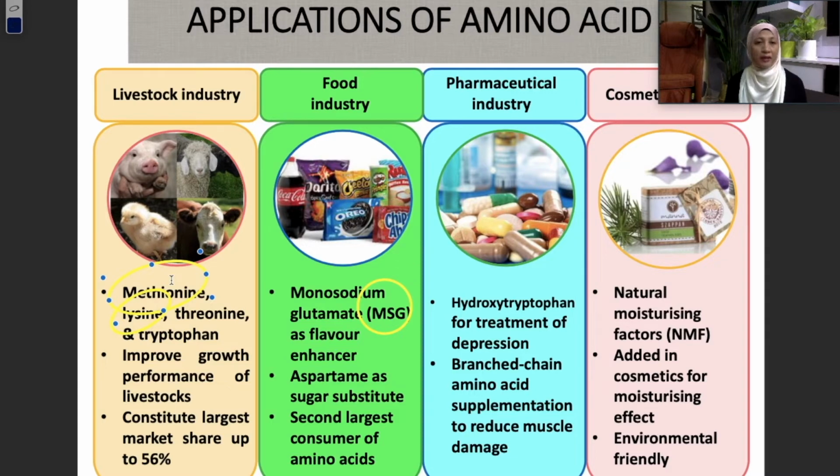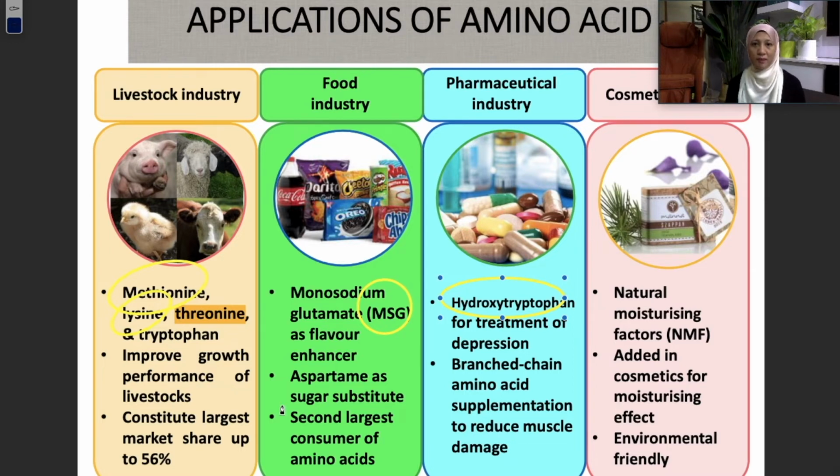Okay, and the fourth biggest market for amino acid is threonine, right? So threonine has been produced at more than 70,000 tons per year, and it also has been used widely in pig and poultry diets. Right, how about the tryptophan? Tryptophan is the fifth biggest market of amino acids, and it is used in livestock as a feed supplement. Besides that, it also has been used in the pharmaceutical industry, especially for the production of hydroxytryptophan. The hydroxytryptophan has been used as a drug for treatment of depression.